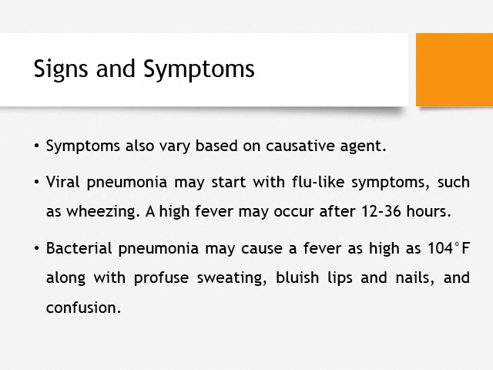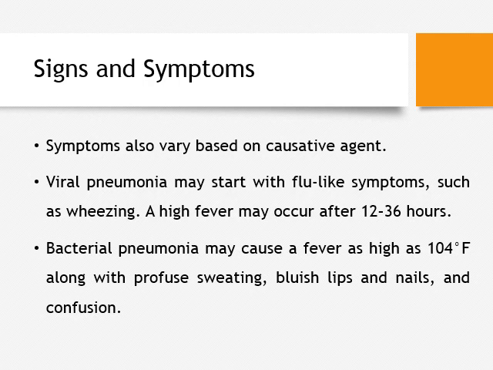Now, the signs and symptoms of a pneumonia patient can also vary based upon the causative agent. As we have earlier discussed, the viruses cause not very severe infections. They cause mild infections, and mostly they are infecting the children or the older patients. So the viral pneumonia may start with flu-like symptoms such as wheezing, and the patient may have a high-grade fever after 12 to 36 hours.